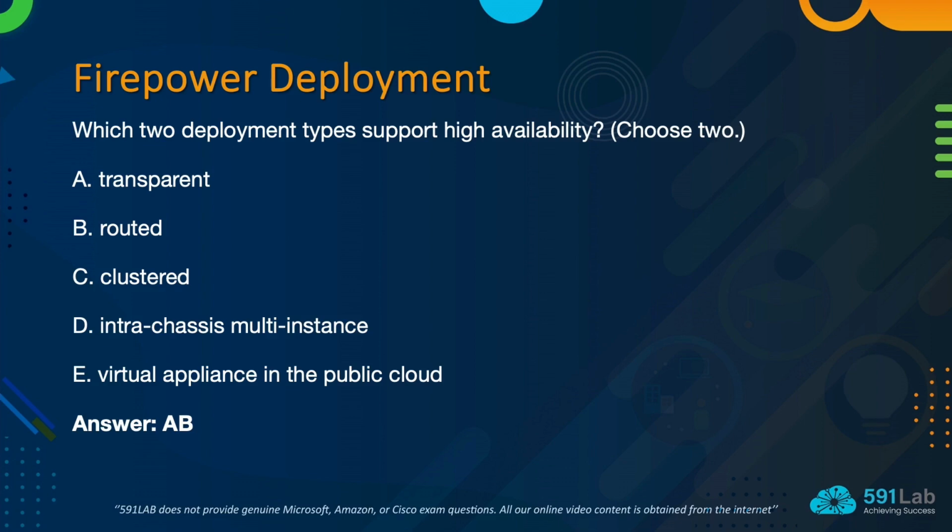The routed mode, because the device operates as a layer 3 router, managing IP addresses and routing decisions. Similar to transparent mode, high availability can be achieved by having a standby device ready to assume routing duties if the primary one fails. Now let's look at why other options are incorrect.